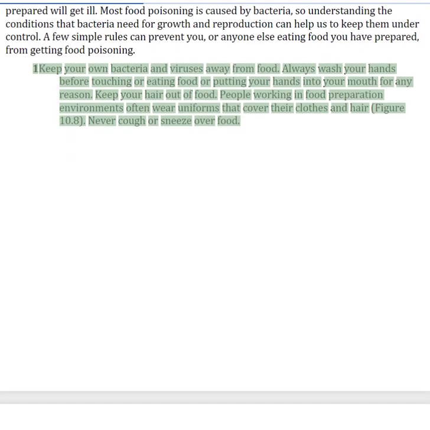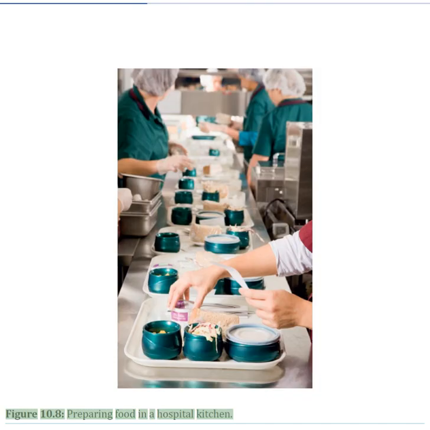1. Keep your own bacteria and viruses away from food. Always wash your hands before touching or eating food or putting your hands into your mouth for any reason. Keep your hair out of food. People working in food preparation environments often wear uniforms that cover their clothes and hair. Never cough or sneeze over food. Figure 10.8. Preparing food in a hospital kitchen.